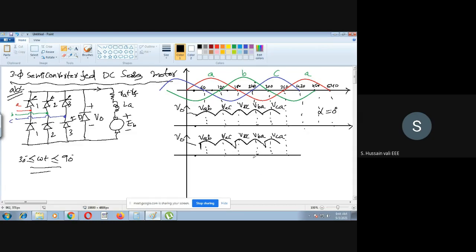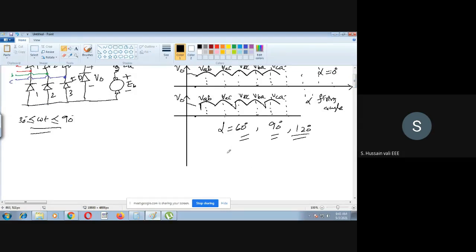So this is for firing angle alpha. Then you can have further delay. If you increase the delay, as we have seen last time in the case of the separately excited DC motor, we saw some waveforms for alpha equal to 60 degrees, 90 degrees, and 120 degrees. So three things we have seen. Just recall that for alpha equal to 60 degrees, this will come down exactly. Anyhow, we'll draw that here.